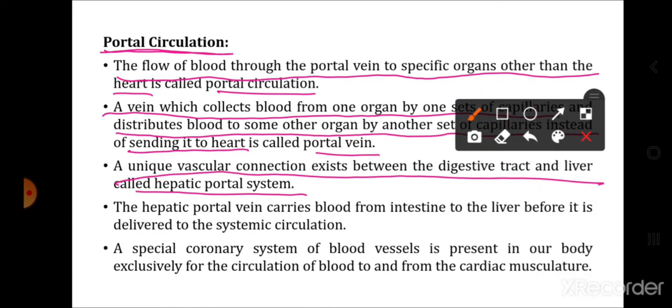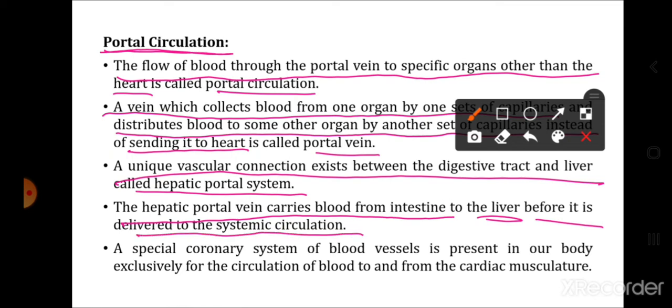Now hepatic portal system. So नाम से ही मालूम पड़ता है hepatic is related to the liver. So certain veins open into the liver instead of directly opening into the heart. So that vein is called the hepatic portal vein. So the hepatic portal vein carries the blood from intestine to liver before it is delivered to the systemic circulation.